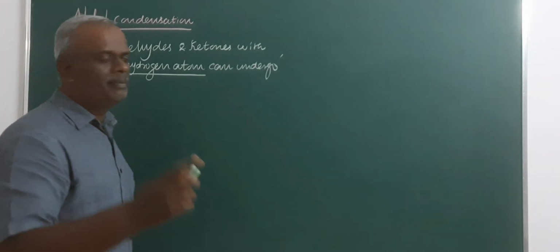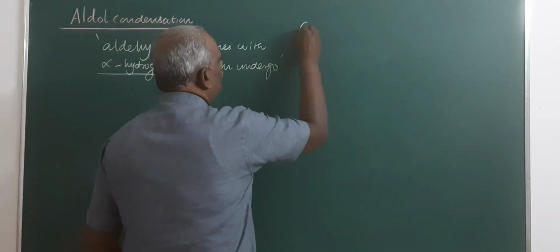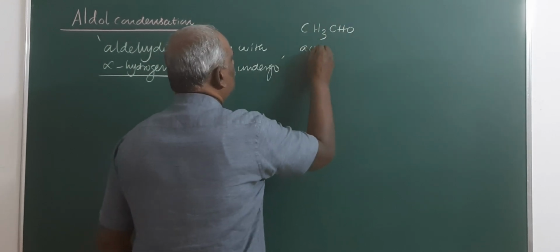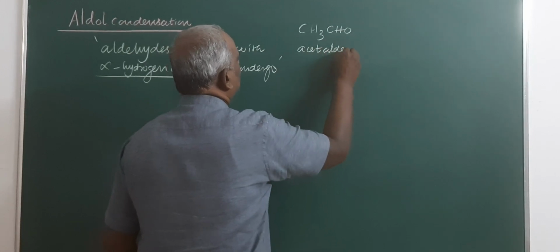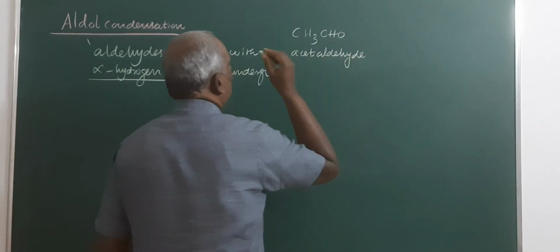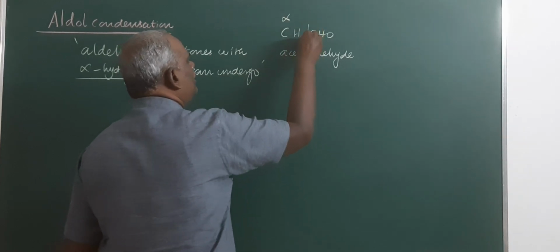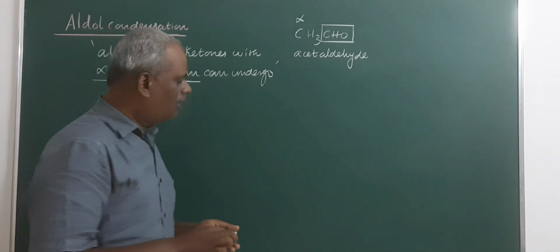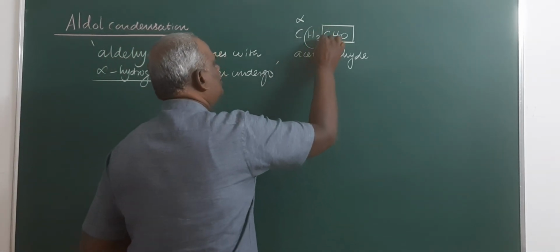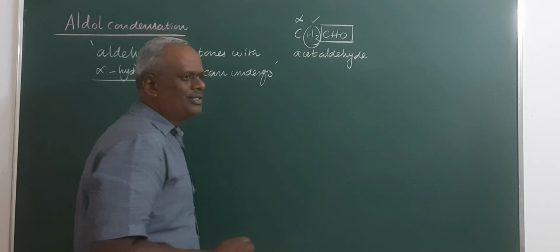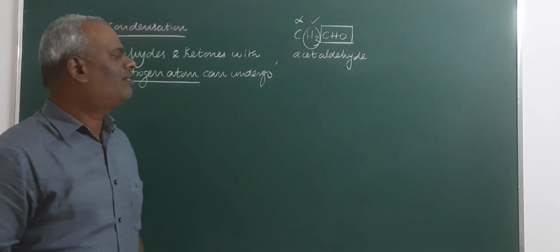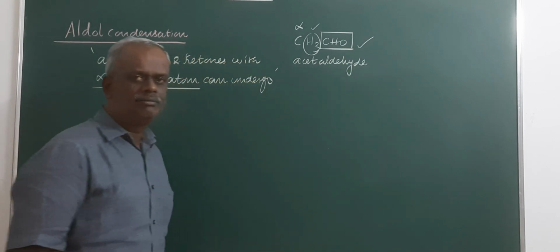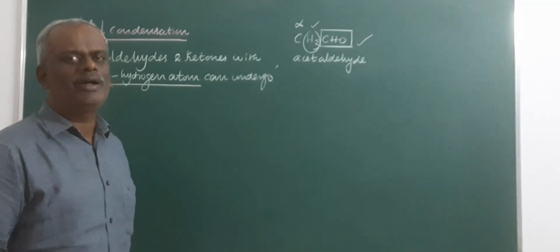What are the best examples? Consider CH3CHO. The compound is called acetaldehyde, in which the carbon next to the functional group is the alpha carbon. It has 3 hydrogens. These 3 hydrogens are alpha hydrogens. So due to the presence of alpha hydrogen, this can undergo the aldol condensation reaction.